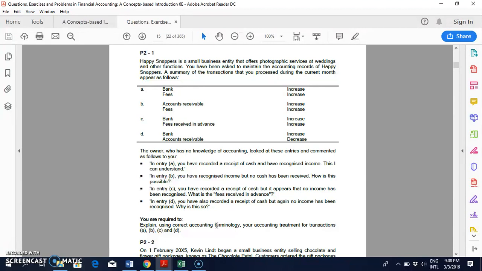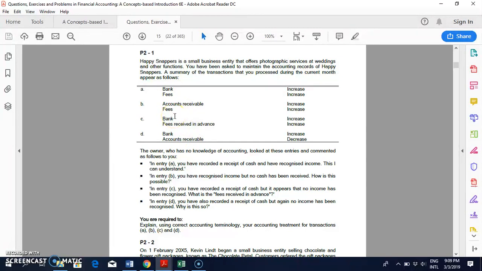If you look at transaction B, it says accounts receivable is increasing and the fees account is increasing. So what does this mean? It means we've rendered the service, we went to the wedding, we took the photos, etc. Once you've rendered the service, you've earned the income. So we earned the income, right? Have we received the money? No. So they owe us. And if a customer owes us, we call this accounts receivable. So our accounts receivable is increasing because they owe us more. Our fees is increasing because we have rendered the service and therefore earned the income.